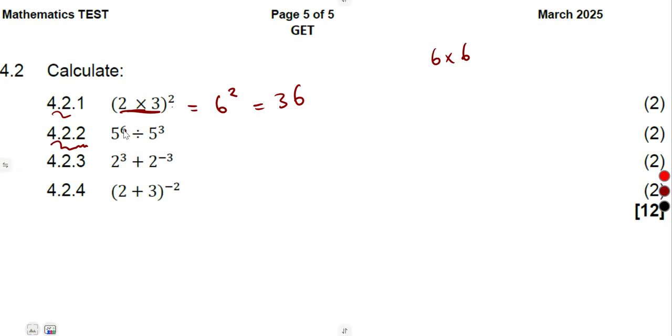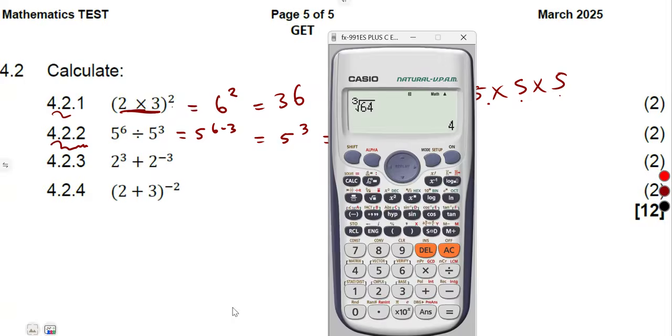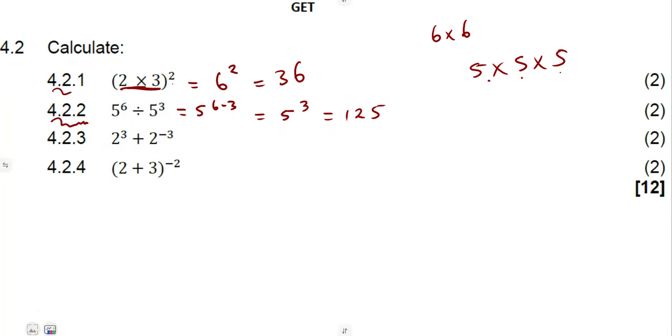4.22, 5 to the exponent of 6 divided by 5 to the exponent of 3. We are back to division. We subtract exponents. 6 minus what? 6 minus 3. So that's 5 to the exponent of 6 minus 3. That's a 3. And this is going to give us 125. 5 times 5 times 5. Or just use your calculator. 5 to the exponent of 3. That's 125.